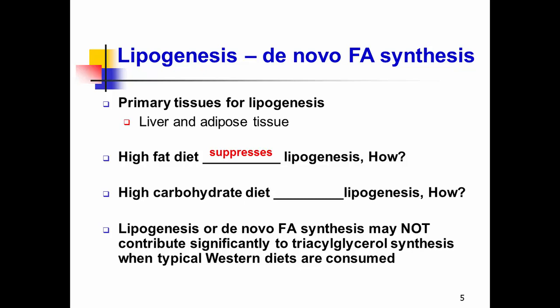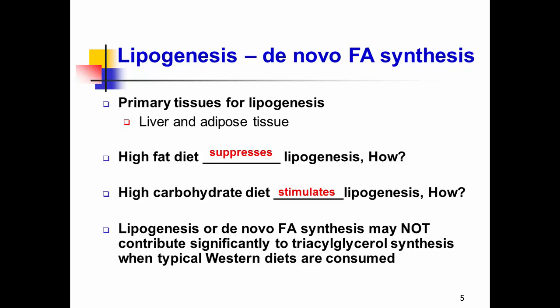Okay, how about a high carbohydrate diet? Stimulates, right? We talk about this a lot. A high carbohydrate diet stimulates lipogenesis, and so a carbohydrate diet is a major driver for lipogenesis.